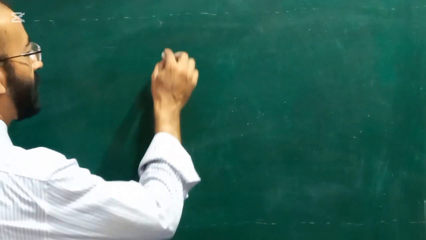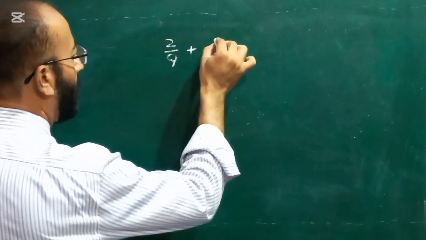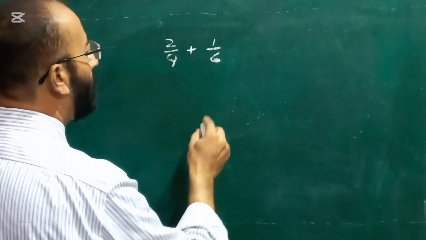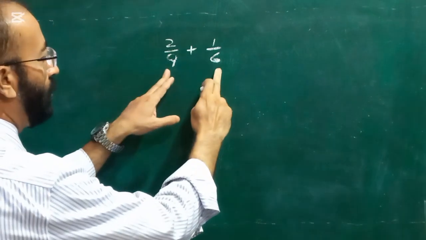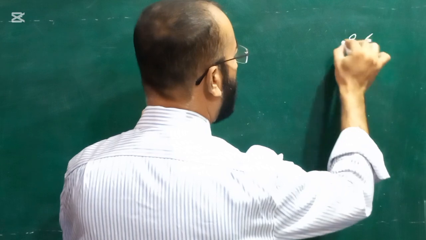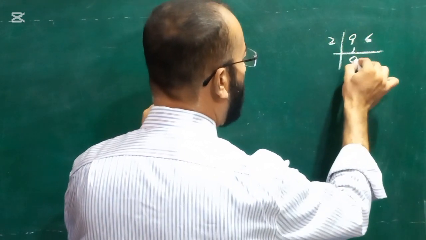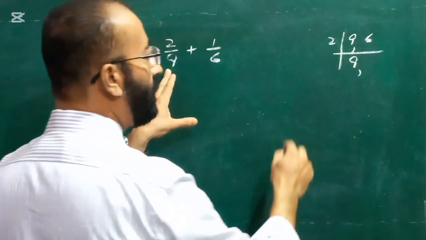So the question is 2 by 9 and 1 by 6. So 2 by 9 and 1 by 6 are going to be added. So first we will take the LCM of the denominators of the two fractions. So 9 and 6. 6 is coming in the table of 2. So 9 will remain as it is because that is not coming in the table of 2.